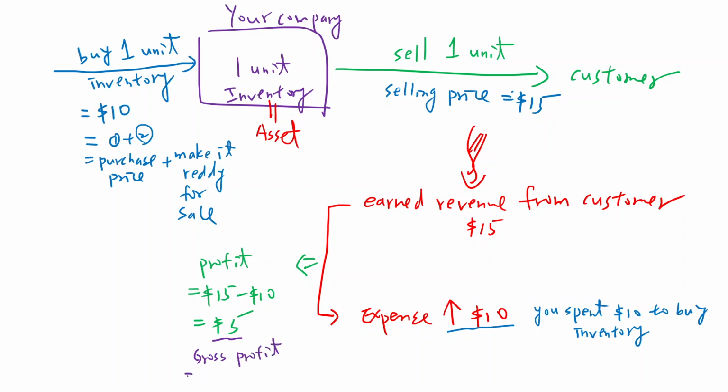Why is that? Because this is our sales revenue: the revenue you earn from customers minus cost of goods sold, the money you spent to buy the inventory before you sold it to customers. Okay? So there's a logic concept right here.